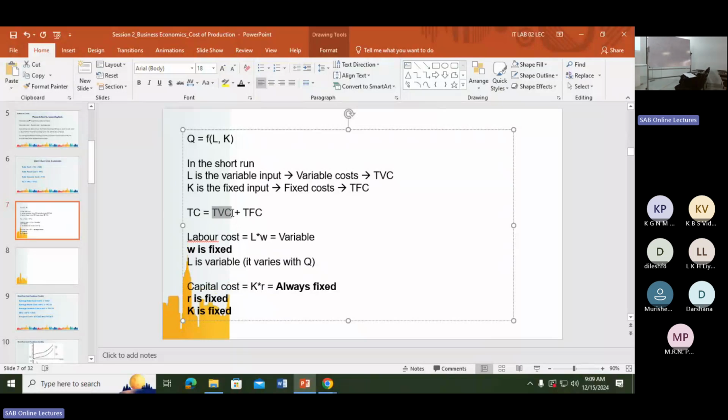Total cost is the total variable cost plus total fixed cost. Total variable cost is the cost incurred on labor. Total fixed cost is the total cost incurred on capital.